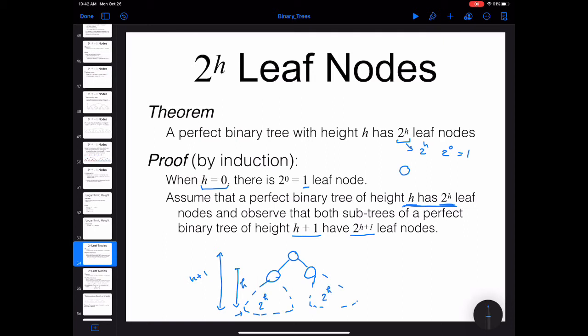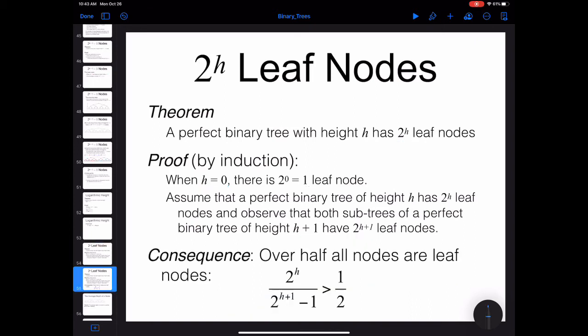So how many leaf nodes in total would I have in this bigger perfect binary tree? Whatever is the number of leaf nodes here plus the number of leaf nodes here. So this is going to be 2 power h plus 2 power h, which is 2 multiplied by 2 power h. This is going to be 2 power h plus 1. So we are done. We proved that in a perfect binary tree of height h, the number of leaf nodes is going to be 2 power h.